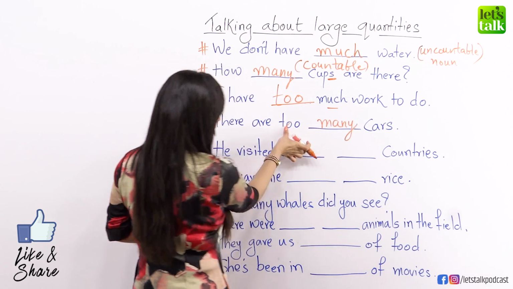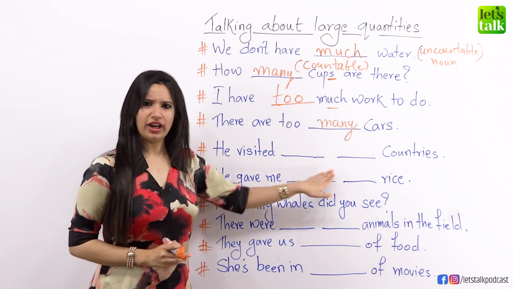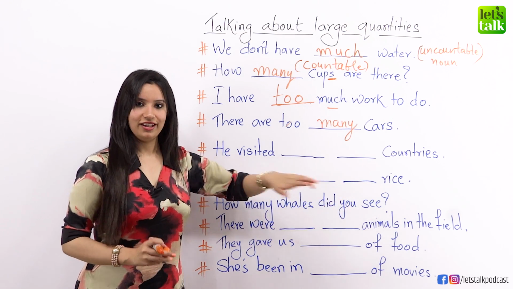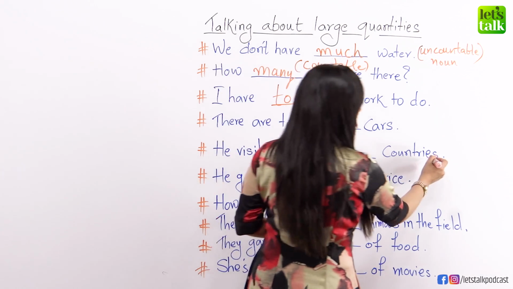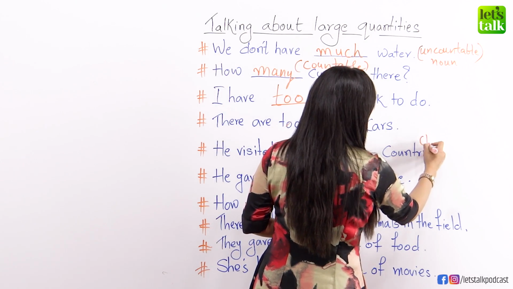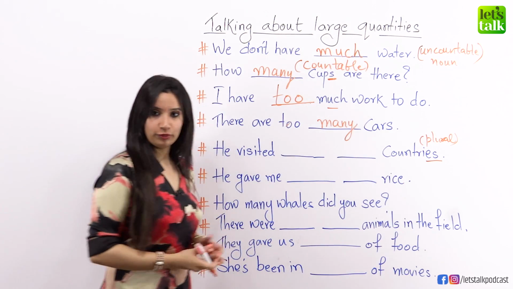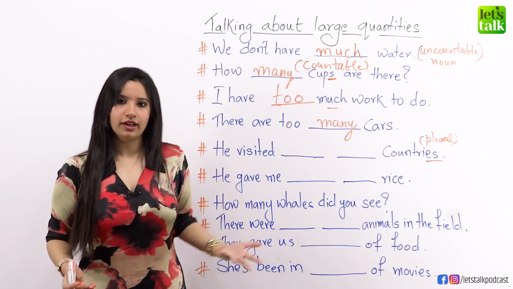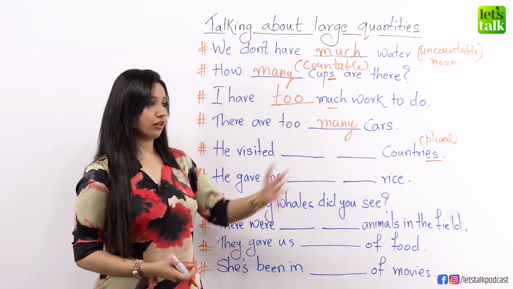Great. So now we move on to the next one. He visited 2 dash. What can we write here? Dash dash countries. So he has definitely visited more than one country, and that's why we have the S here, which is a plural. So that's why we know that it's countable. It's more than one. So what do we write here? Now, we are done with using much and many. We can definitely use it here. He visited too many countries.